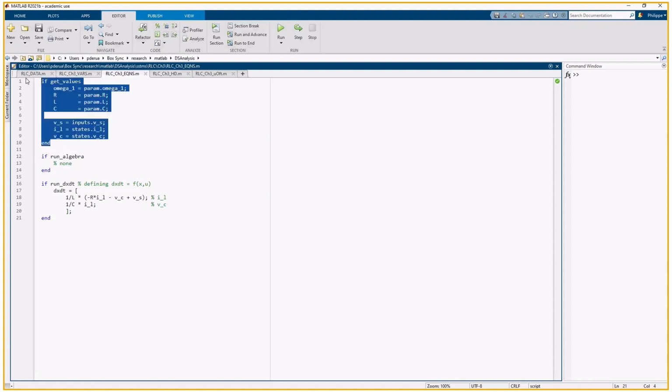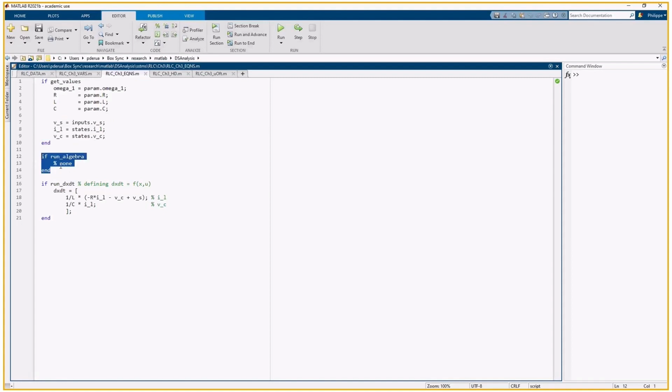If get values, this is where all the numerical parameters can be accessed, as well as all the values of inputs and state variables, as well as delays, if there are delays. Naturally, this simple example is non-delayed.